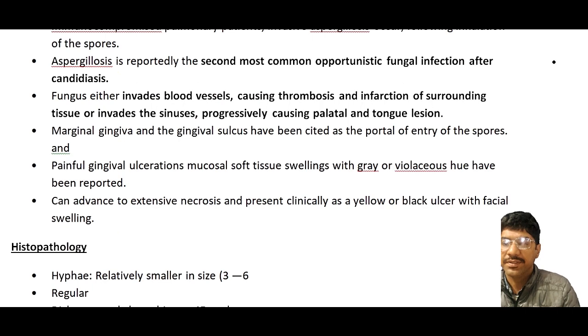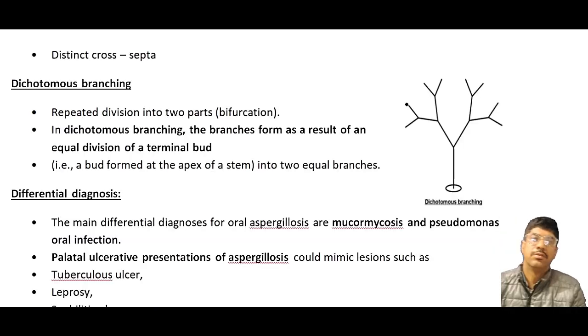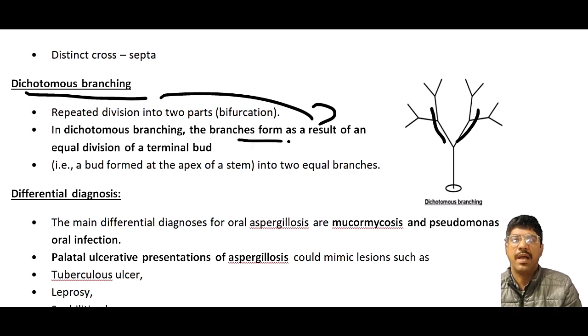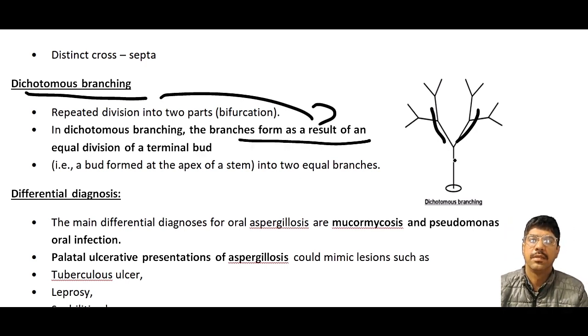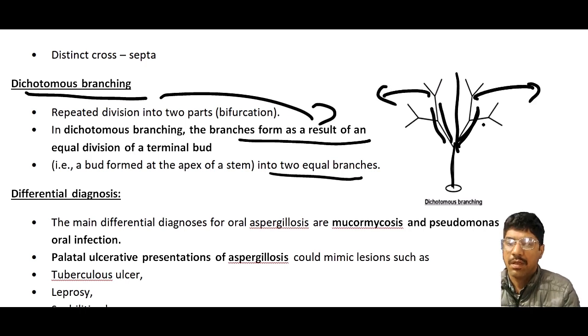for diagnosis, you can use a smear stained with potassium hydroxide. Gram stain can visualize the hyphae, which appear septate and dichotomously branched. In this, the branches form as a result of equal division of the terminal bud. So the bud develops into two equal branches. Culture examination like Sabouraud dextrose agar media can be used. Treatment consists of administration of amphotericin B or combination with others like itraconazole, or amphotericin B in combination with other drugs that can be used.